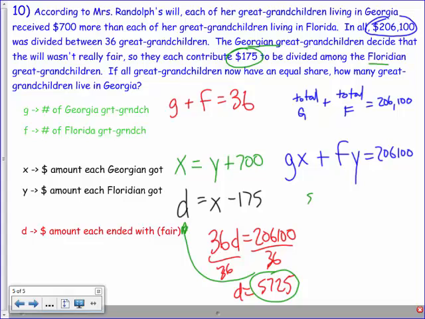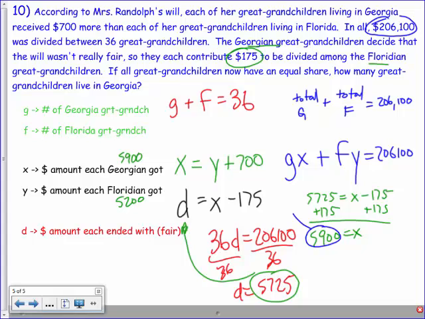I'm going to take 5,725 equals X minus 175. So basically I'm just adding 175 onto that, which in that case, X would be 5,900. So that's the amount that each Georgian got, 5,900. Okay, and we know that each Floridian had 700 less than that, so we automatically know that that was 5,200. I don't even really have to plug that in. I could plug that in up in here and solve for Y, that's fine.